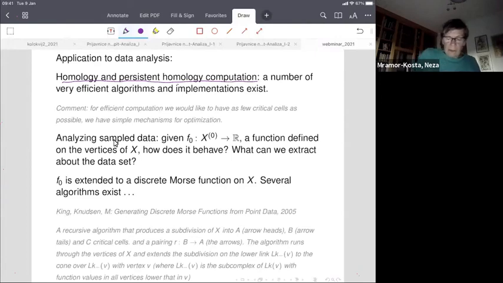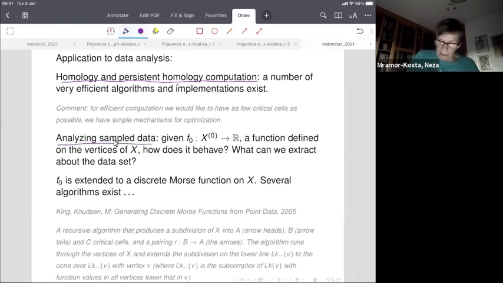Okay, so this is one application of discrete Morse theory to data analysis, which is really important at the moment: homology and persistent homology computation. There's another point of view of discrete Morse theory which is also really useful in data analysis, and this is analyzing sampled data.